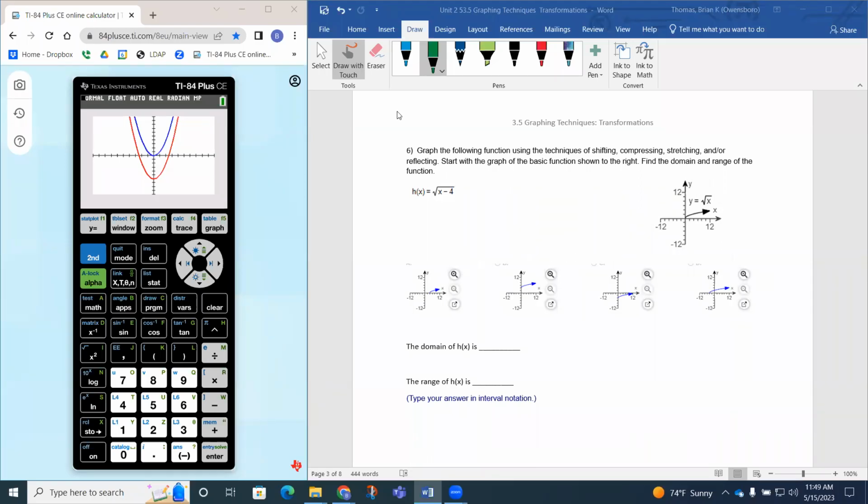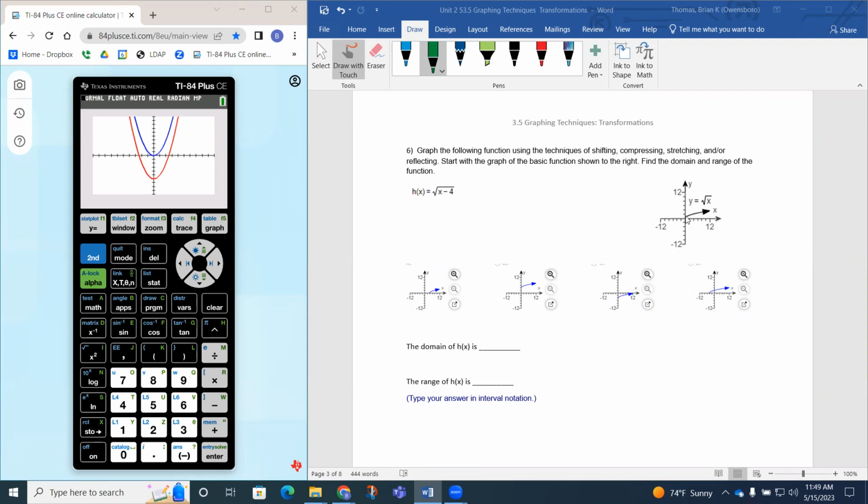So again, we want to graph the following function using the graphing techniques of shifting, compressing, stretching, and/or reflecting. Start with the graph of the basic function shown to the right, and then find the domain and range of the function. So notice that our parent function is the square root of x. This is the right arm function, so it's going to take on this look right here.